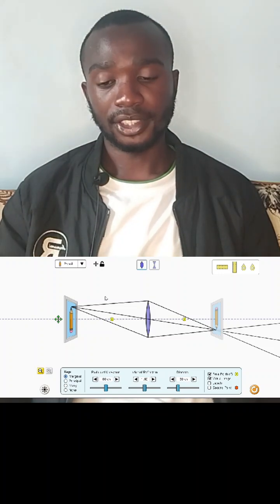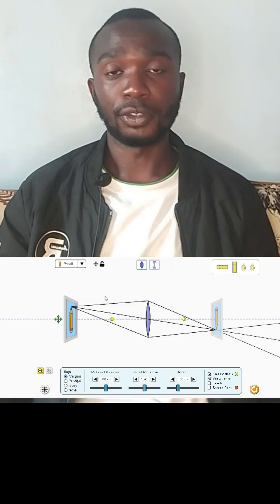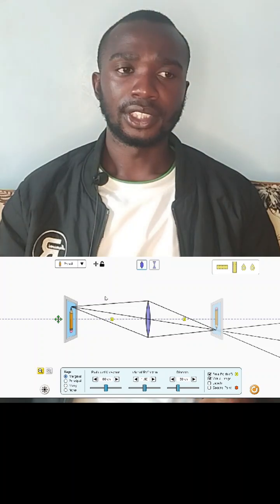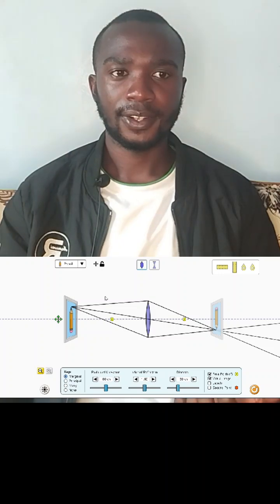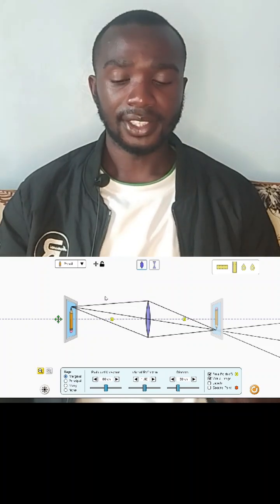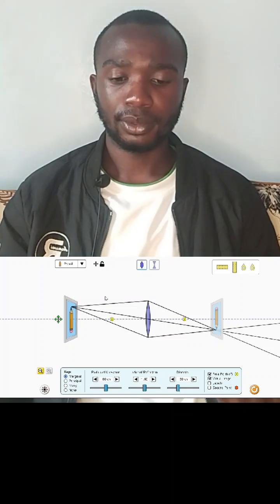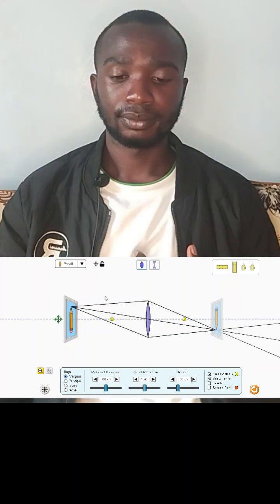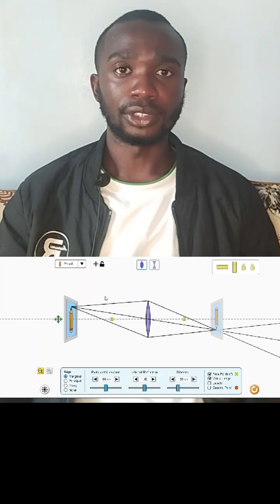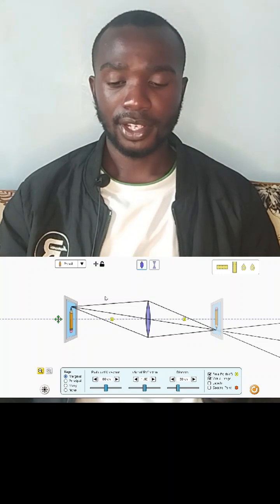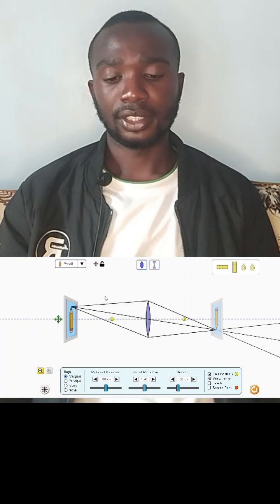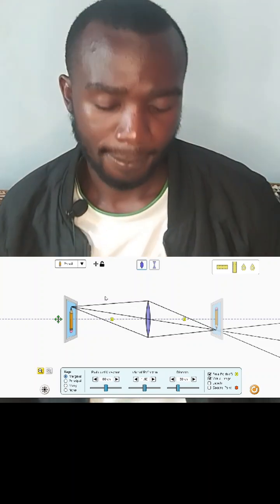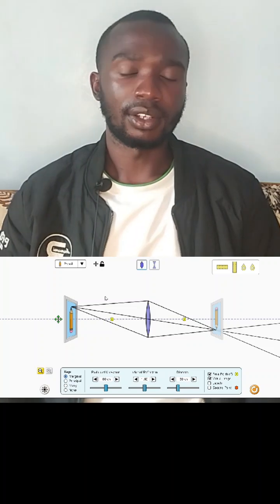So when you talk about lenses, tukiongelea lenses tunaongelea vitu tunavyojua. So tunaweza kuwa tumeziona in life, for example spectacles. Kuna lenses za camera, kuna lenses za telescope na binoculars. So lenses ni vitu tumeziona in every place that we have gone. Now, tukiongelea about lenses, we are going to talk about the concave and the convex lens.